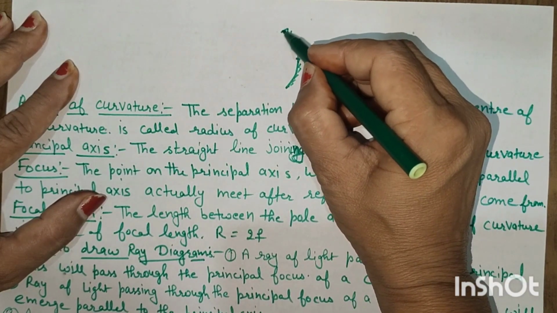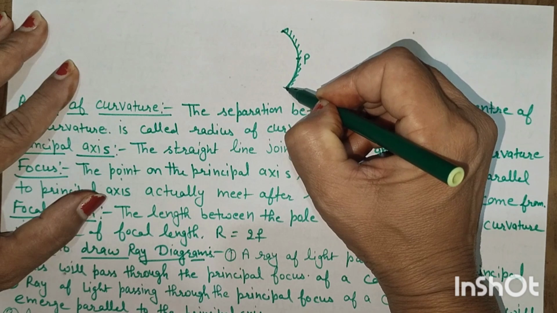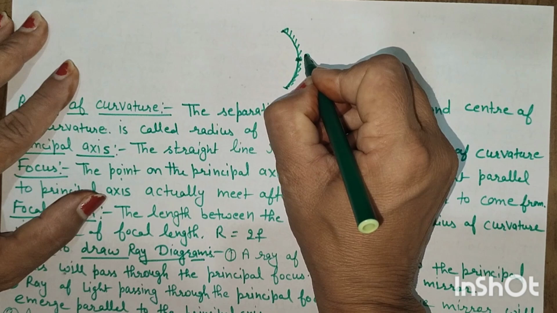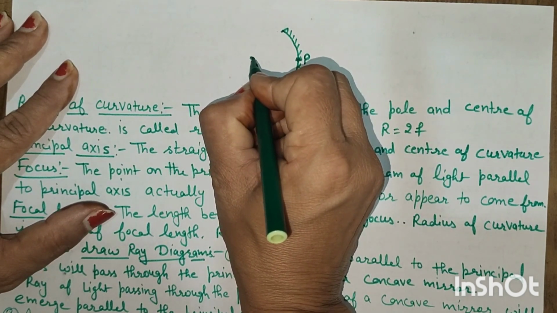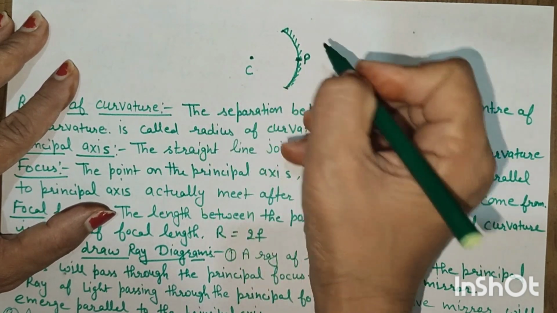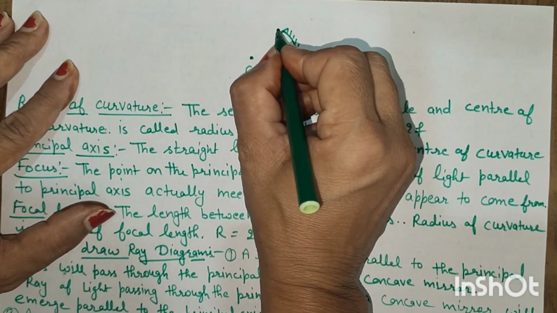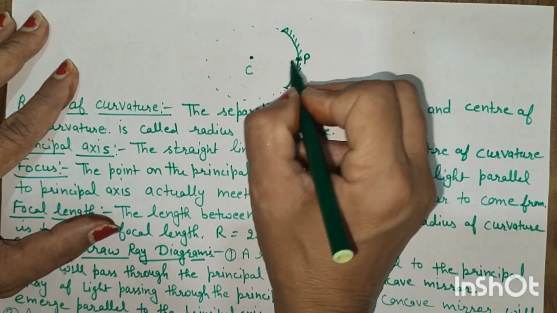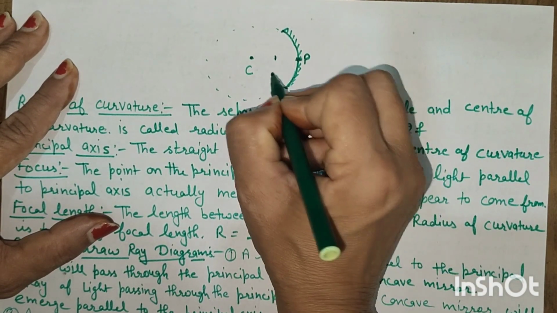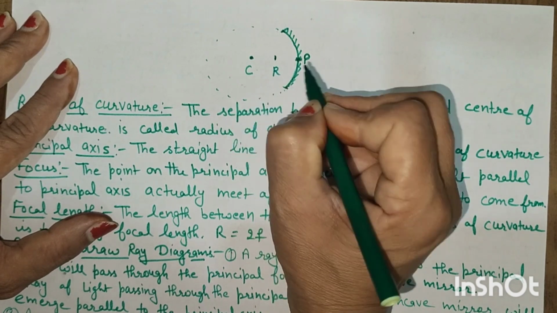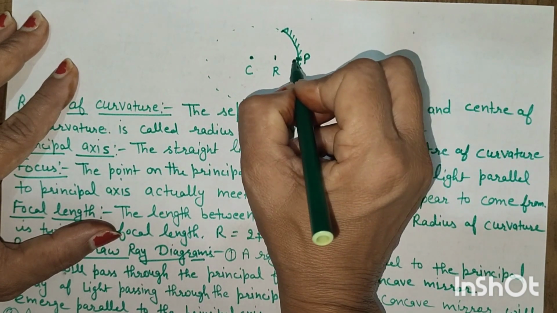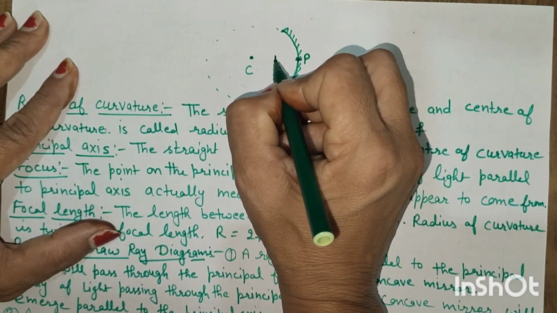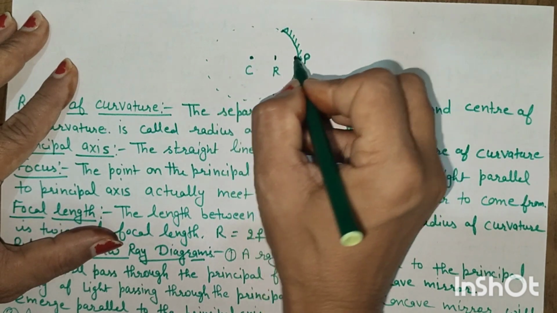Now this is the aperture. Width of the mirror is aperture, and at the center of this reflecting surface is pole, and this is the center of curvature C. It is the center of the sphere if we complete this sphere. Now the radius of curvature. Radius of curvature is the distance between the pole and center of curvature.